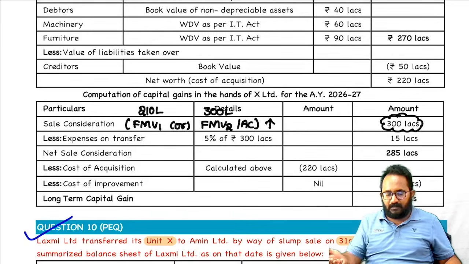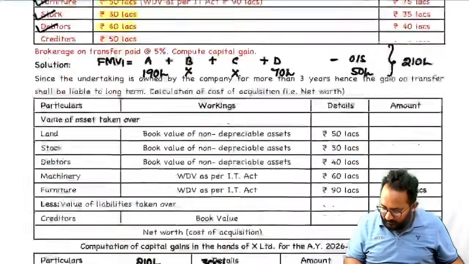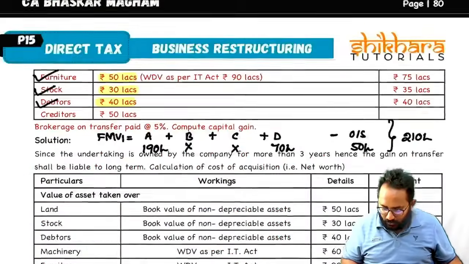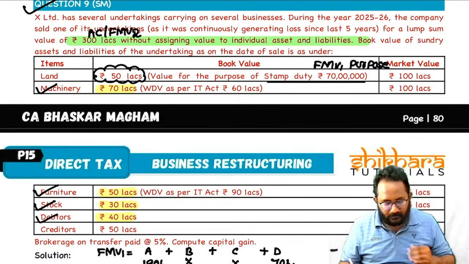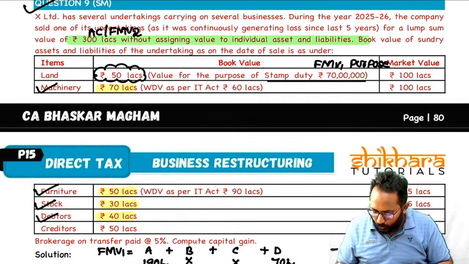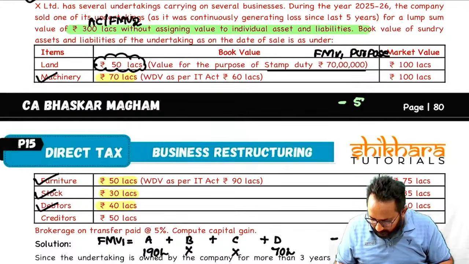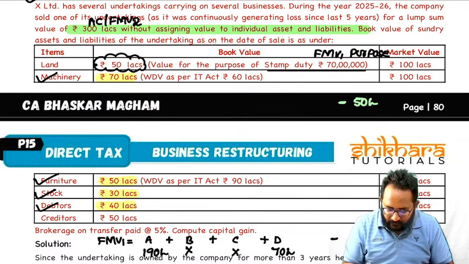Sir, net worth also, by the way, we can compute. Please tell me how to compute net worth. Total value of total assets minus what? Outside liabilities. How much are the outside liabilities? 50 lakh. Total value of total assets means land, which value? Book value. How much?